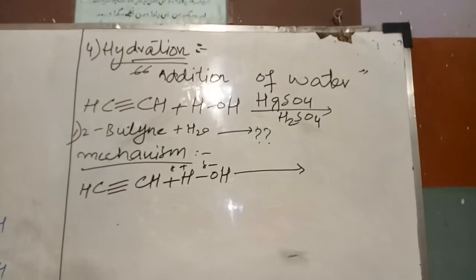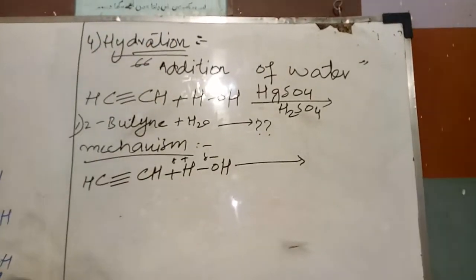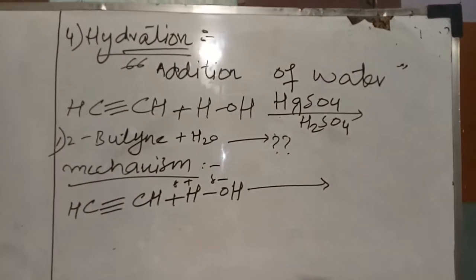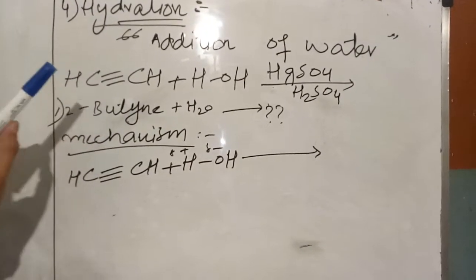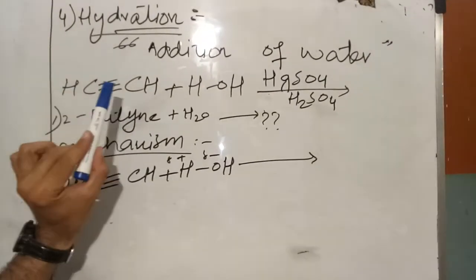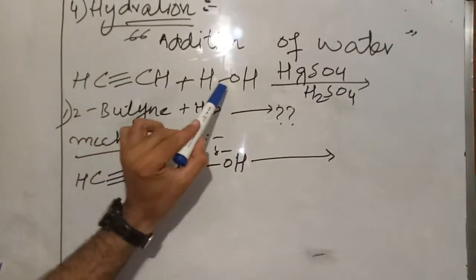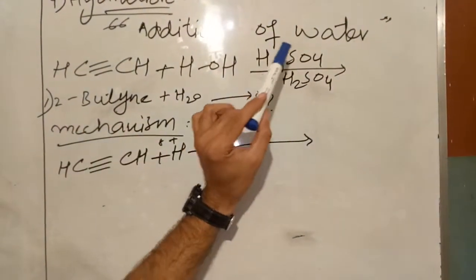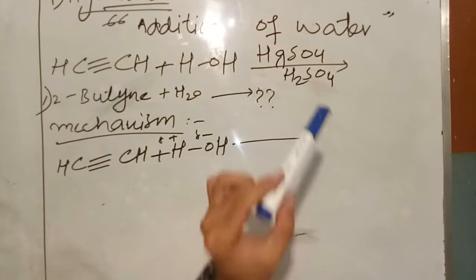Now let's come to another type of reaction, which is known as hydration reaction. Hydration means addition of water. So dear students, this is the example which is given in our book. Ethyne, CH triple bond CH, plus water, and this reaction occurs in the presence of mercuric sulfate, HgSO4, and sulfuric acid, H2SO4.